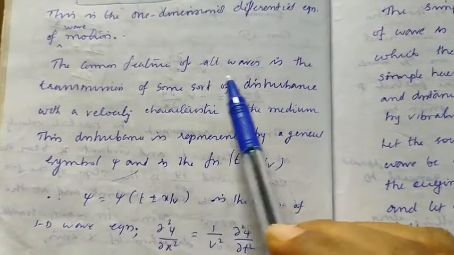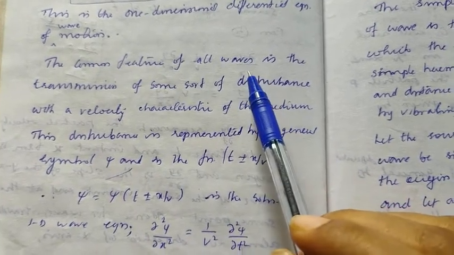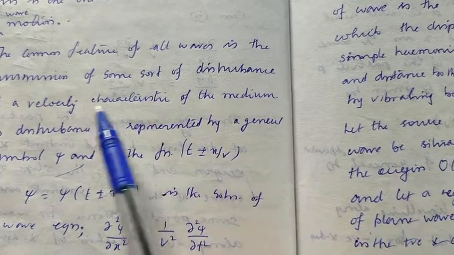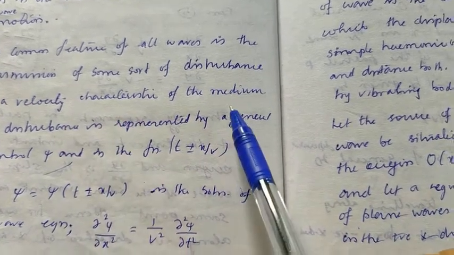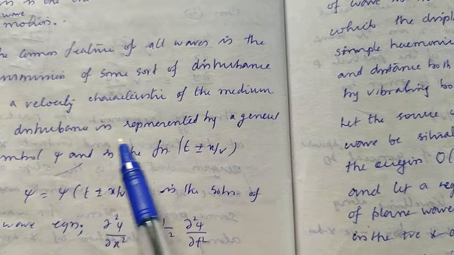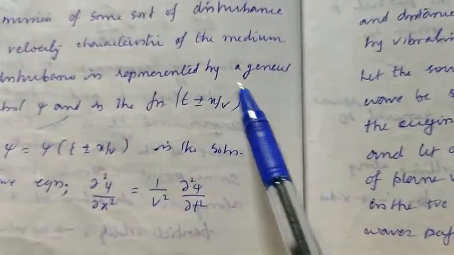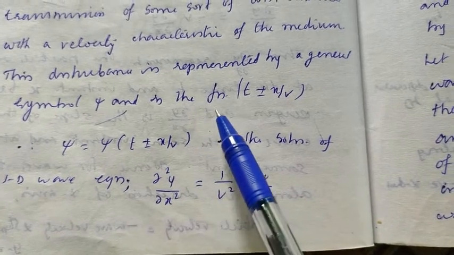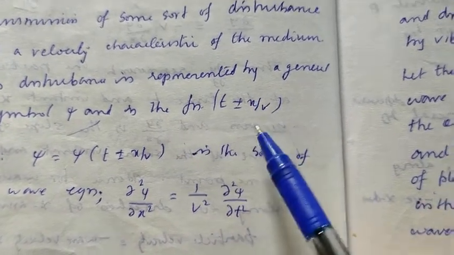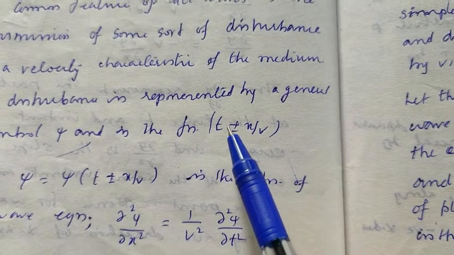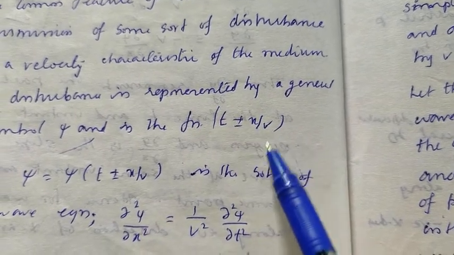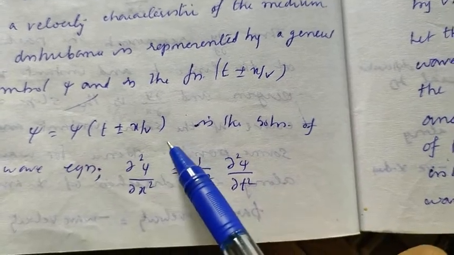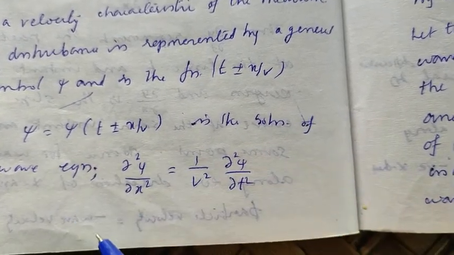The common feature of all waves is the transmission of some sort of disturbance with the velocity characteristic of the medium. This disturbance is represented by a general symbol psi, and this is a function of t plus or minus x by v. So psi = psi(t ± x/v) is the solution.